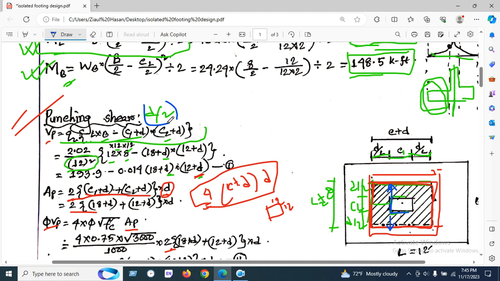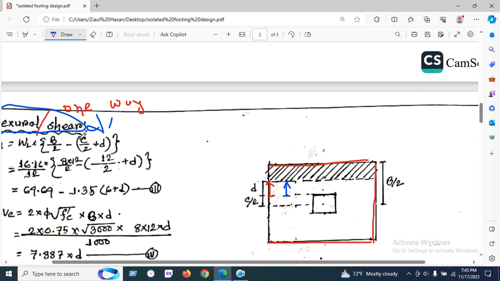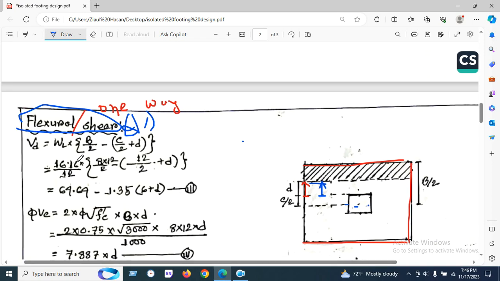So for punching shear it will be D by 2, and when we calculate flexural shear, it will be after the D by 2. So let's start. Here is D, and if we calculate from the center of the column, then C by 2 plus D, the flexural shear will occur at C by 2 plus D distance. But let's see the calculation, how we will calculate this value.